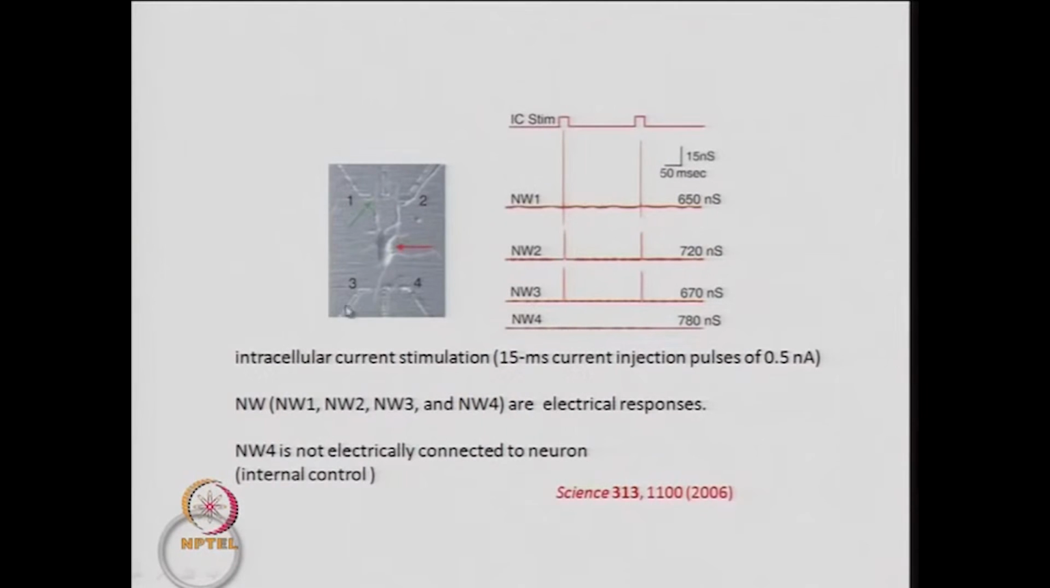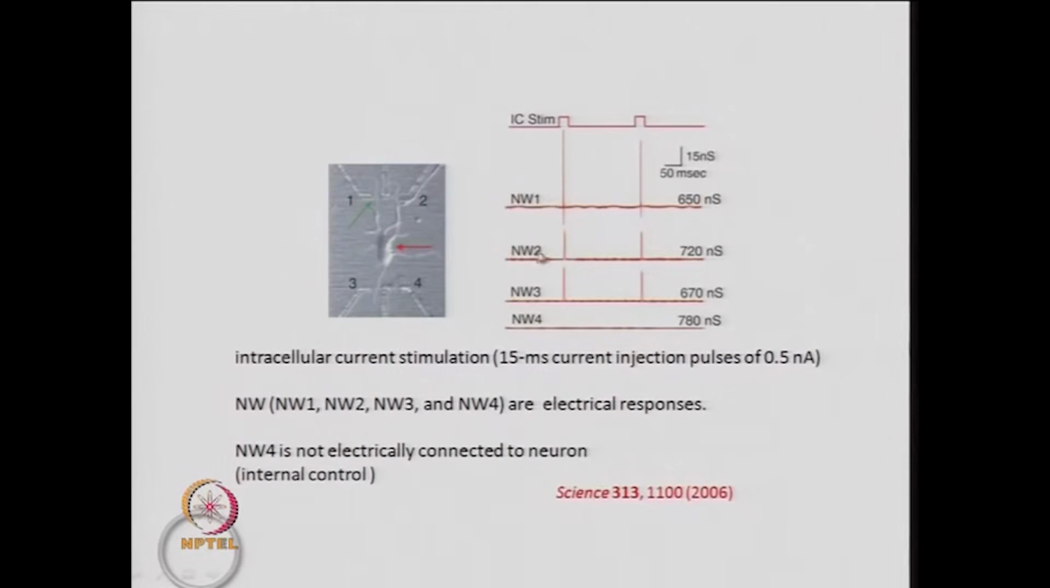There are 1, 2, 3, 4 contacts on a nerve cell, and we gave a stimulus. So, we give a stimulus from outside, some electrical signal, and then we study what happens in nanowire 1, 2, 3 and 4. Note that nanowire 4 is not connected. So, when nanowire 4 is not connected, we can see nanowire 1 shows a stimulus, nanowire 2 shows a stimulus, and nanowire 3 shows, but nanowire 4 does not show anything, because it is not connected to the neuron.